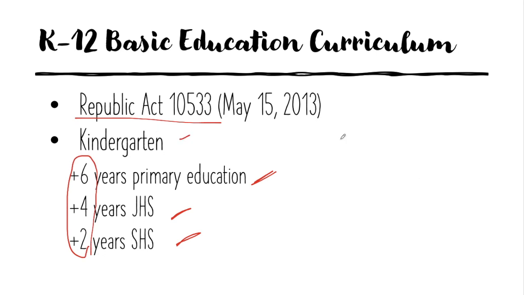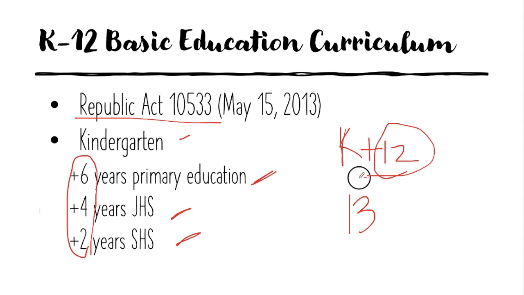That's why it's K to 12, or sometimes it's called K plus 12, because that means kinder plus 12 more years of education. So if there's going to be a question in the LET, the K to 12 basic education curriculum was acted upon through RA 10533. Under this curricular innovation, how many years should a student study? Of course, your answer should be 13 years total. So kindergarten plus 12 more years of formal education.